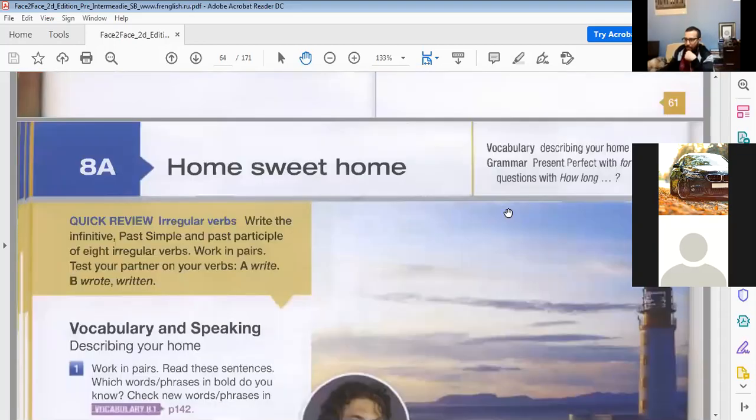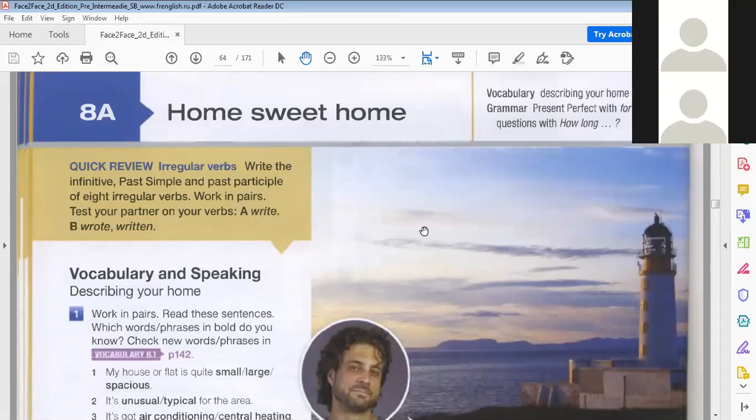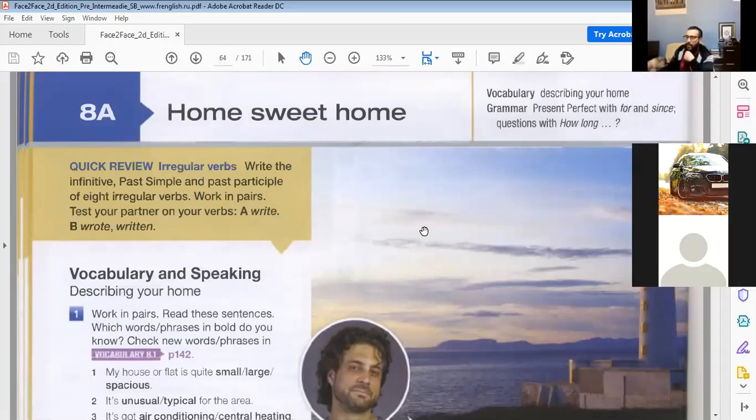Let's talk a little bit. This is for our next lesson, but I think we can start with number one, only about number one. So let me quickly explain what this lesson is about. This is present perfect. Of course, if you remember, at the end of elementary B, we talked a little bit about the present perfect, not a lot. And here in this lesson, we're going to continue talking about the present perfect.